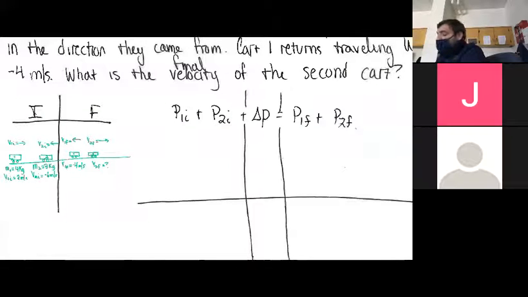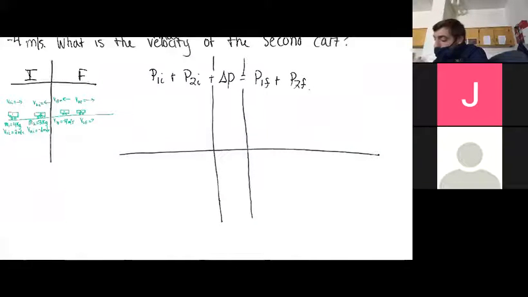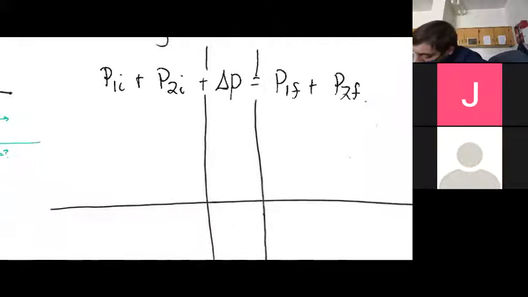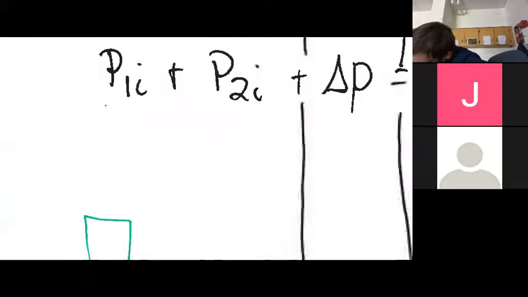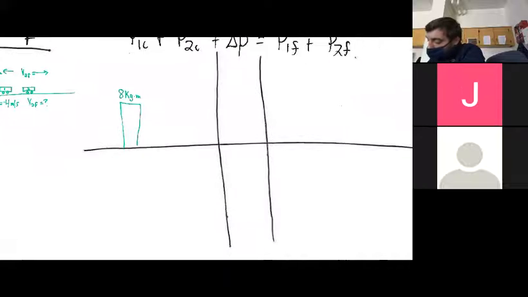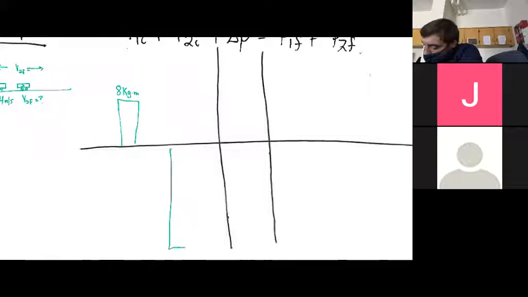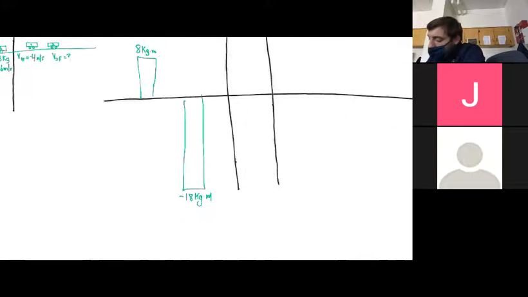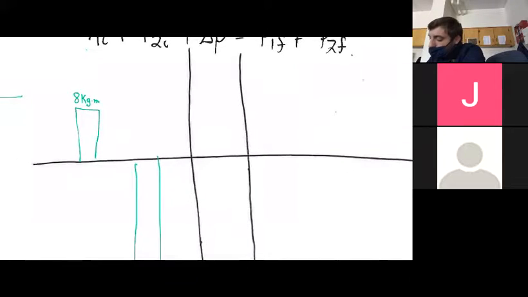Now, as you guys know, my next step is to head to the bar chart and start filling in values. So initial momentum of object 1, looks like I have a 4 kilogram object moving 2 meters per second. A little smaller than that. Looks like 8 kilogram meters per second. For object 2, it is a mass of 3 kilograms moving 6 meters per second west. Negative 18 kilogram meters per second.